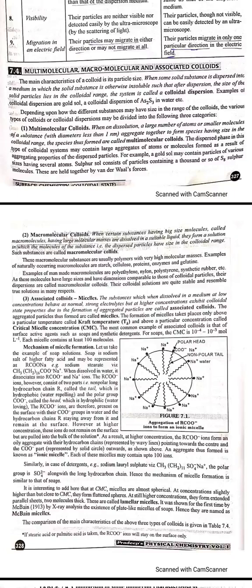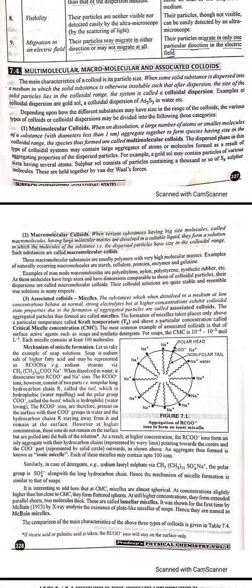Depending upon how the different substances may have size in the range of the colloids, the various types of colloids or colloidal dispersions may be divided into the following three categories: multimolecular colloids, macromolecular colloids, and our third one is associated colloids. So, multimolecular colloids. When on dissolution, a large number of atoms or smaller molecules of a substance with diameter less than 1 nanometer aggregate together to form species having size in the colloidal range. The species thus formed are called multimolecular colloids.